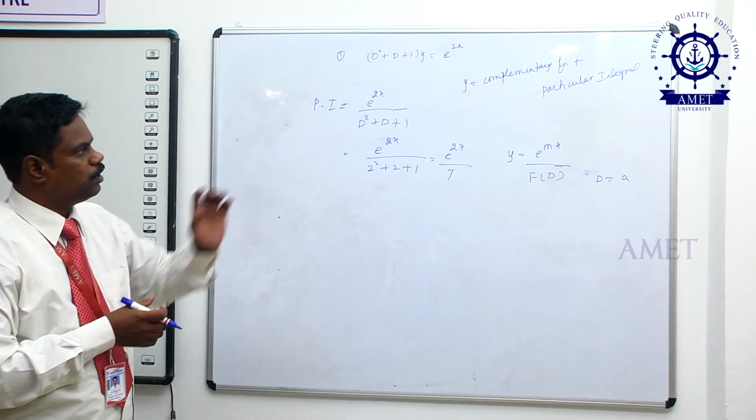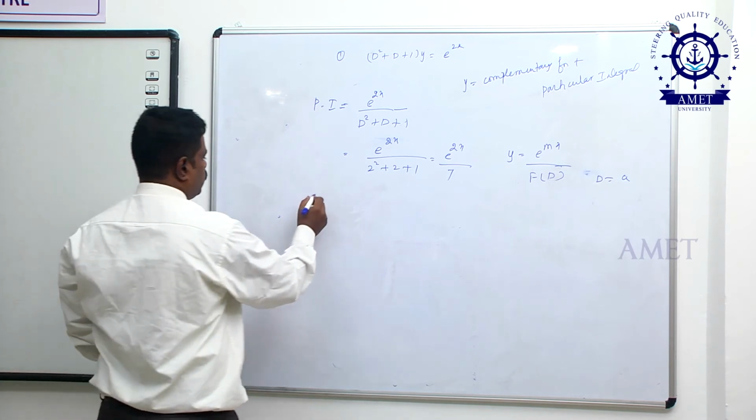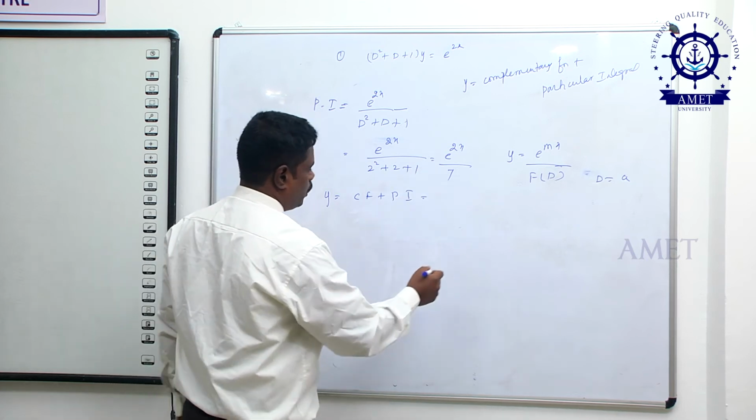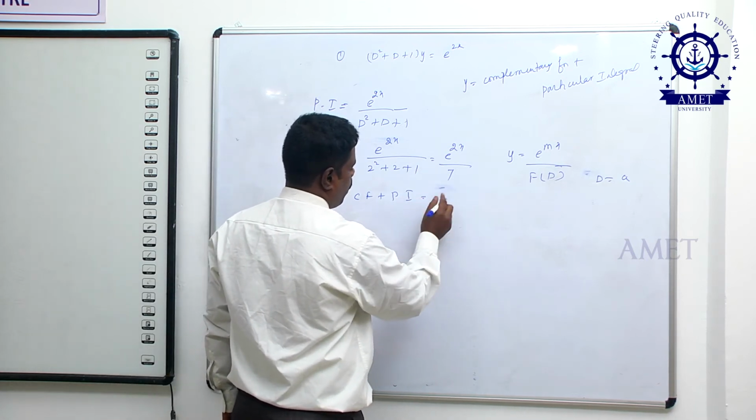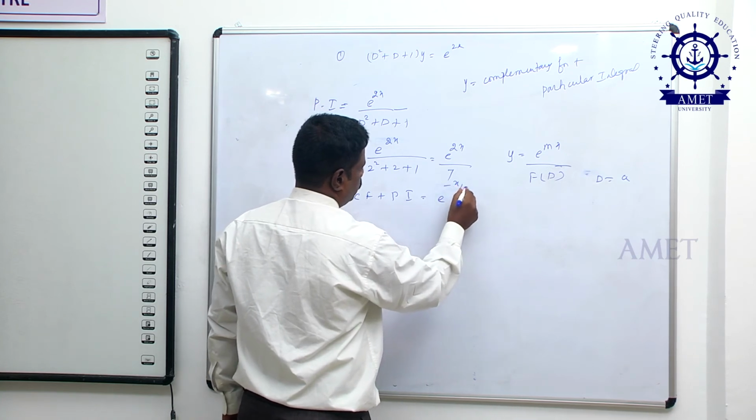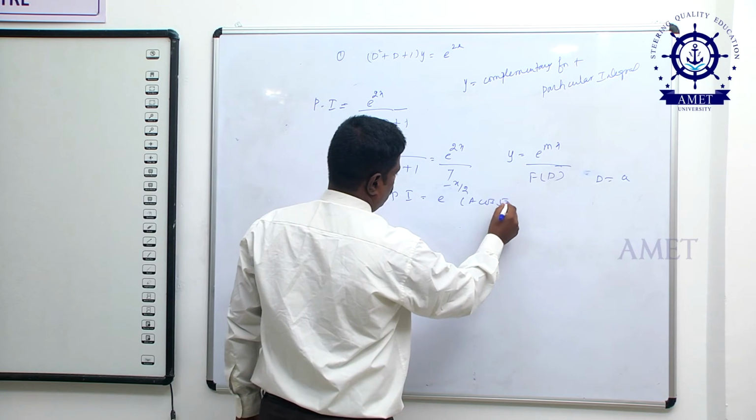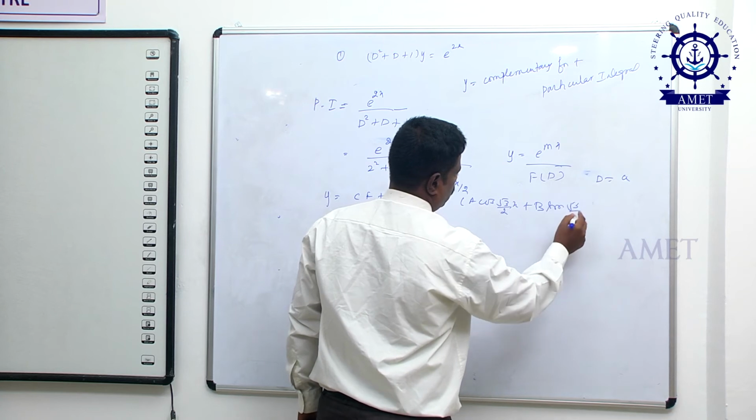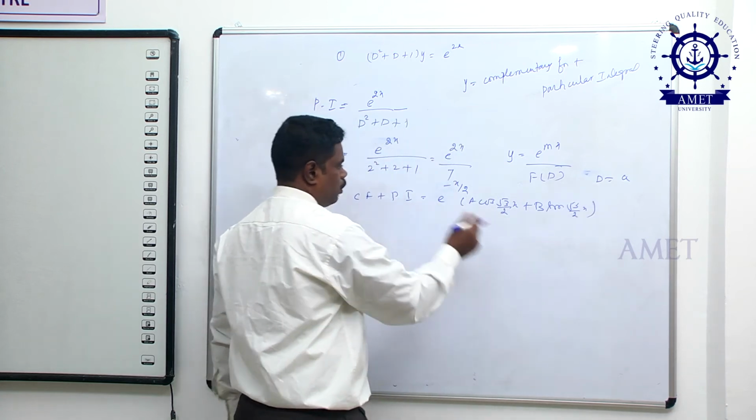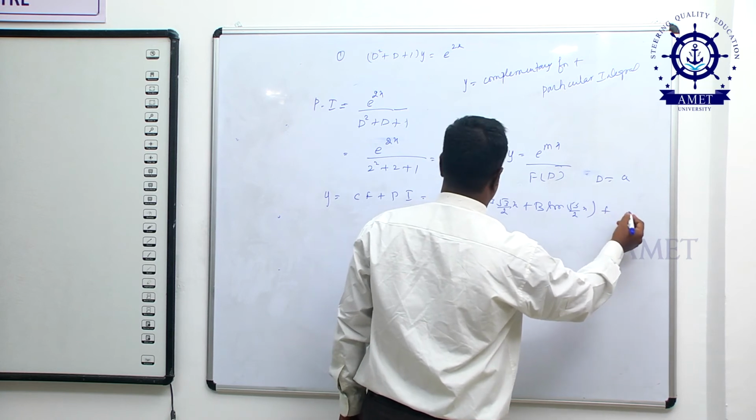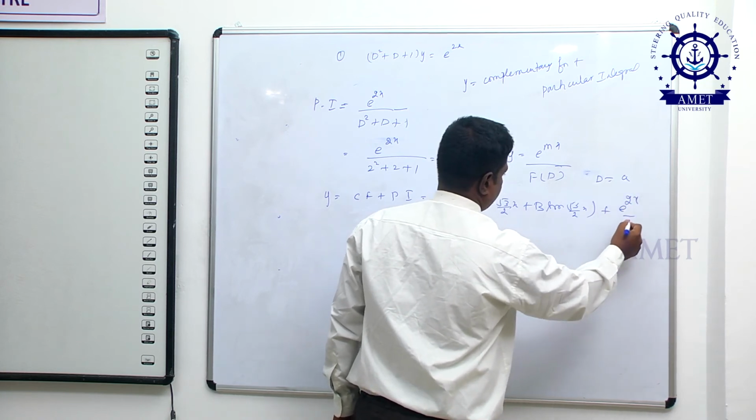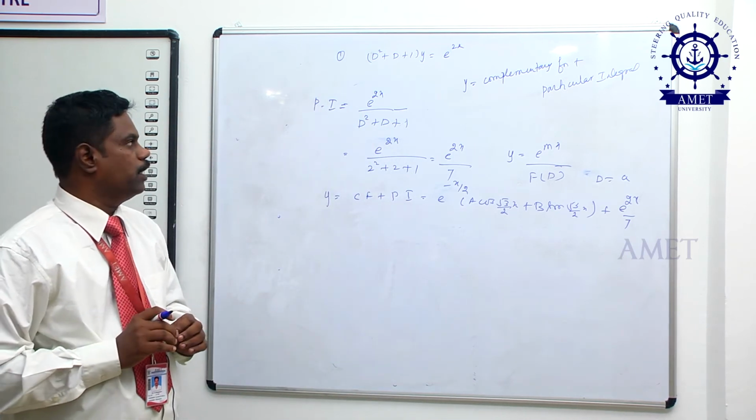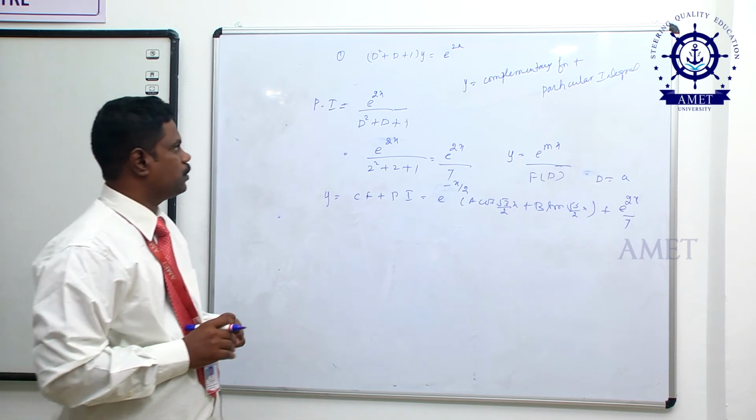Now the final solution is what? This is the particular integral part. Therefore the final solution y is equal to the complementary function plus the particular integral. The complementary function we already found: e power minus x by 2 into a cos root 3 by 2 x plus b sin root 3 by 2 x. Along with it, the particular integral is e power 2x by 7. So this is the solution of the second order linear differential equation.